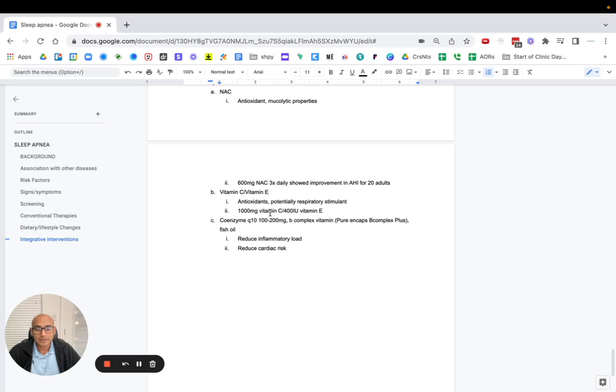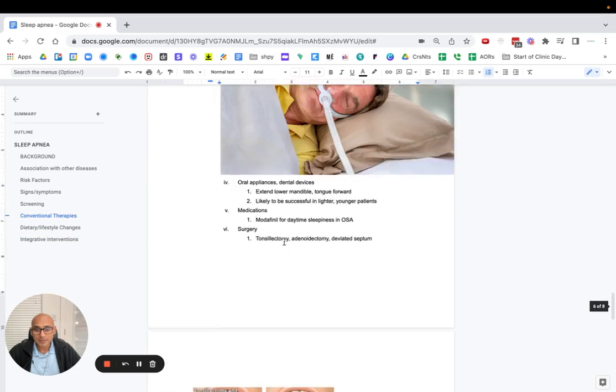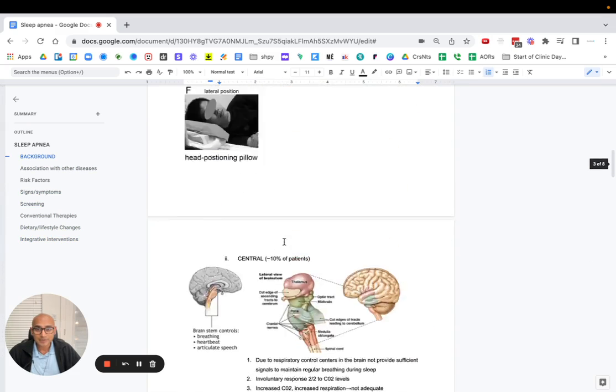And then 1,000 milligrams of vitamin C and 400 IU of vitamin E can be useful. And then finally, coenzyme Q10, as well as a B complex vitamin, are both important in terms of reducing inflammatory load. And because coronary artery disease and the risk of a myocardial infarction is associated with sleep apnea, it can help reduce that. So that's pretty much all I have to say about obstructive sleep apnea.